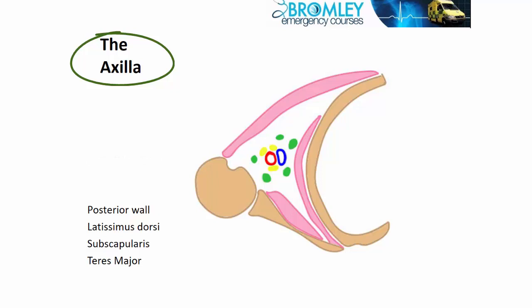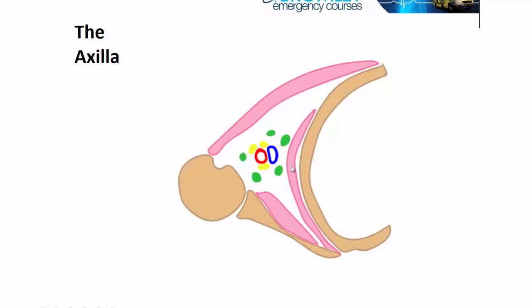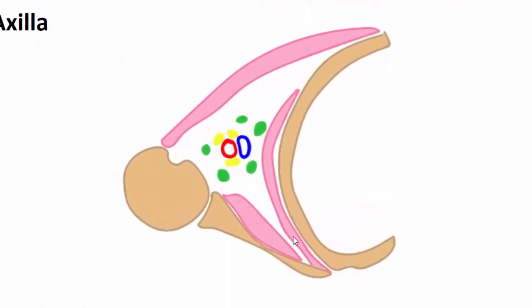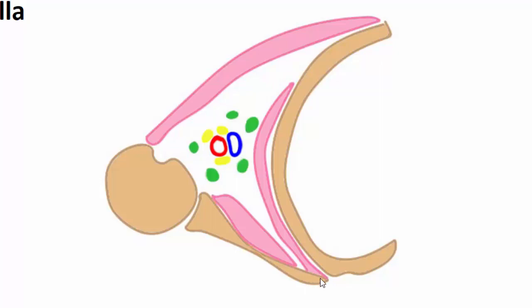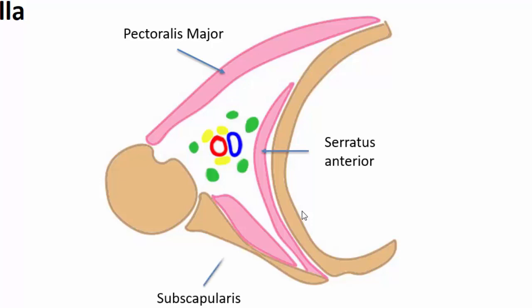And then the posterior wall has got the scapula in it, but also latissimus dorsi, subscapularis, and the most inferior muscle, the free border at the back of the axilla, is made up of teres major. If we look at the medial wall of the axilla, it's made up by serratus anterior. So here's serratus anterior attaching to the free edge of the scapula, coming round the ribs, and as it pulls forward, being responsible for that scapulothoracic movement that we need for full abduction. Let's just label up these muscles.